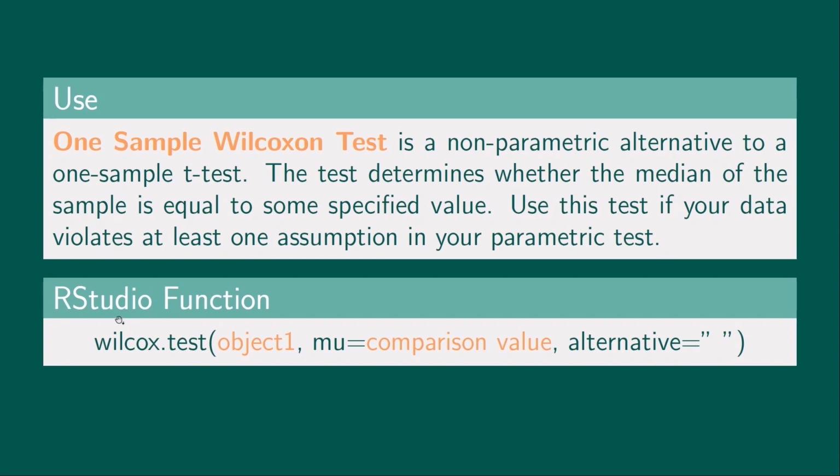The R function for this test is given below. The wilcox.test function allows us to perform a Wilcoxon test in RStudio. Object 1 contains the dataset that we want to analyze. The comparison value in the mu argument is your hypothesized value, and the alternative argument allows us to set which of the alternative hypotheses we are considering. These can be either greater, less, or two-sided.